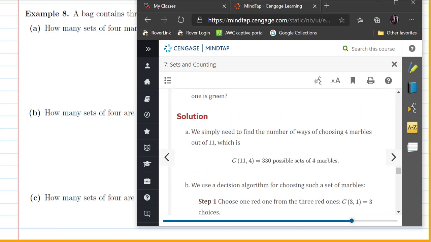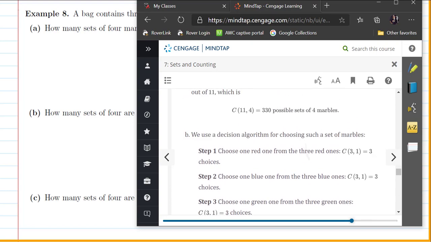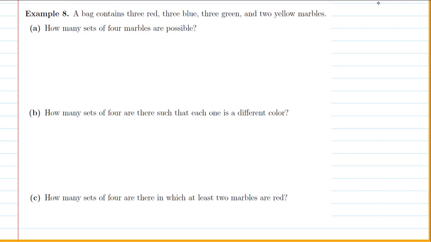Did you add them all together? Okay, when you say add them all together, and then do what? So we're trying to make a set of 4 marbles, right? Yeah. Okay. And how many ways can we pick 4 marbles from this set?